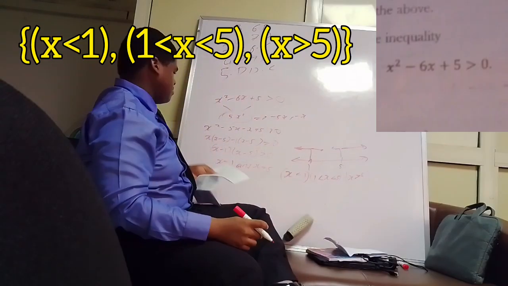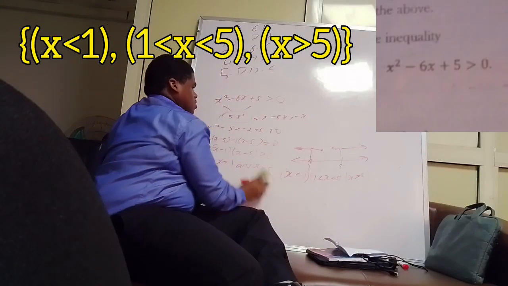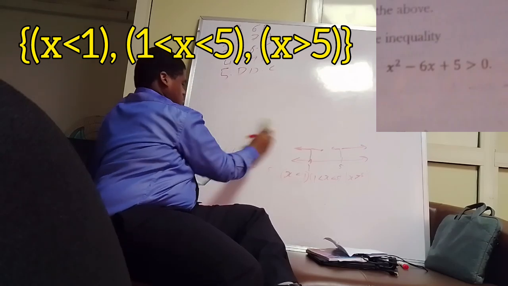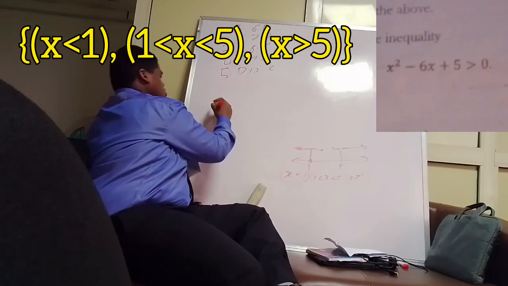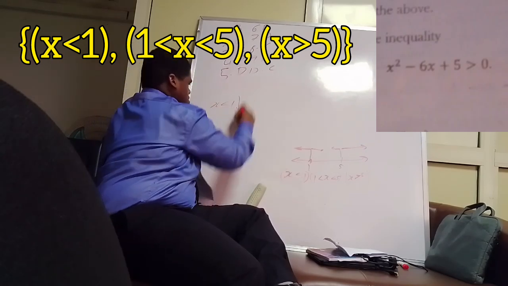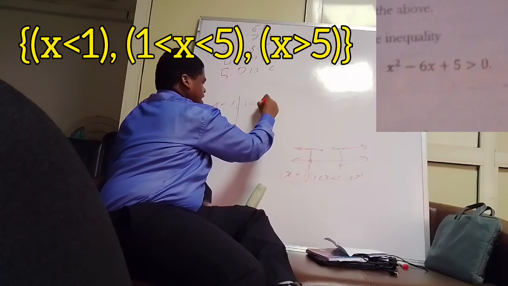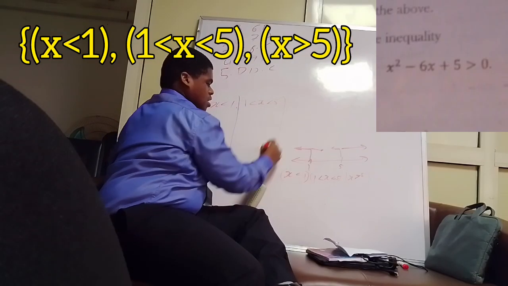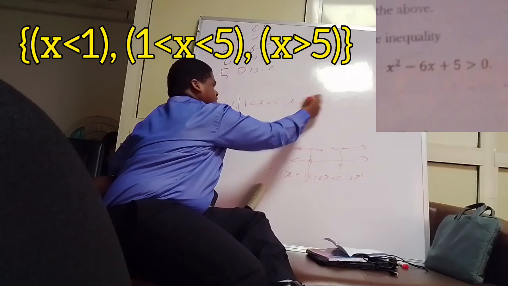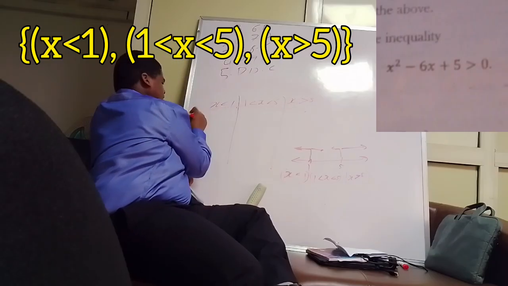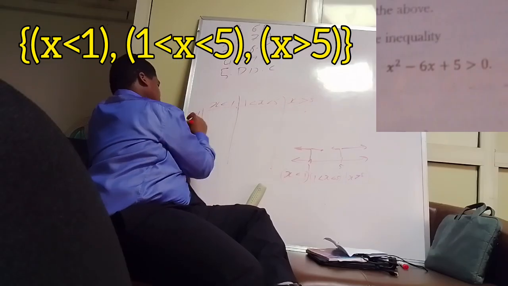So let's analyze them. I'm going to finish on the board. So we have x is less than 1. 1 is less than x less than 5. And x is greater than 5. We have here x minus 1 and x minus 5.